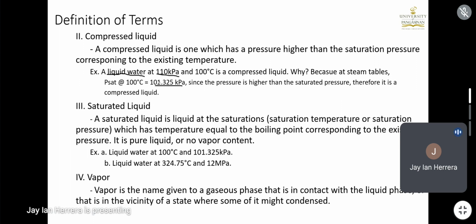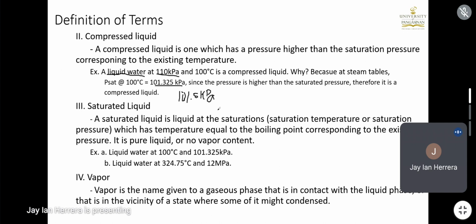So kahit na maging 102 kPa lang yan, given na temperature saturated natin is 100 degrees Celsius, that is also compressed liquid. Kahit na 101.5 kPa, and that is also compressed liquid.